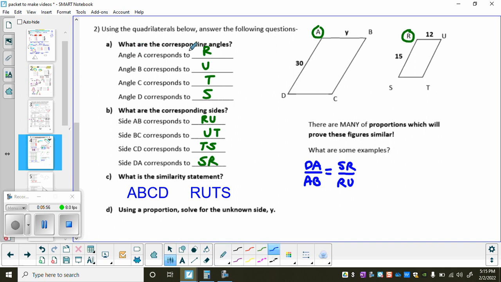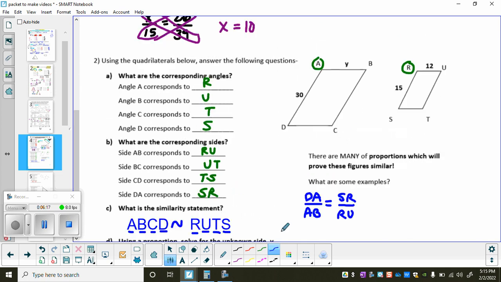Again, A goes with R, so A should be in the same spot as R. B went with U, so B is in the same spot as U. C went with T, so we can see that those correspond. And D here with S. So we have our similarity statement that ABCD is similar to RUTS.